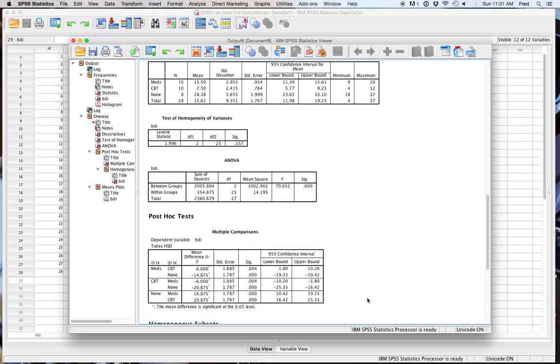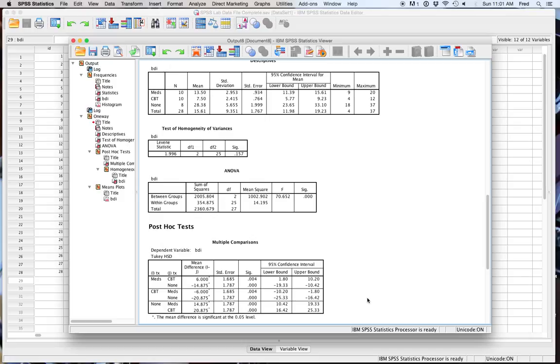And so you now have all of the information you need to write up the ANOVA. We've got all of the group means and standard deviations and whatnot. We have the ANOVA summary table with the p-value telling us if that effect is significant or not. And then we have the post hoc Tukey test or HSD test that compares each of the groups, meds to CBT, meds to none, and CBT to none. So that's an analysis of variance in a very quick nutshell.